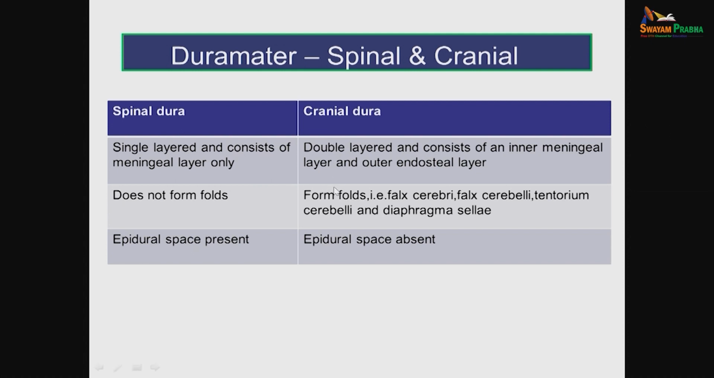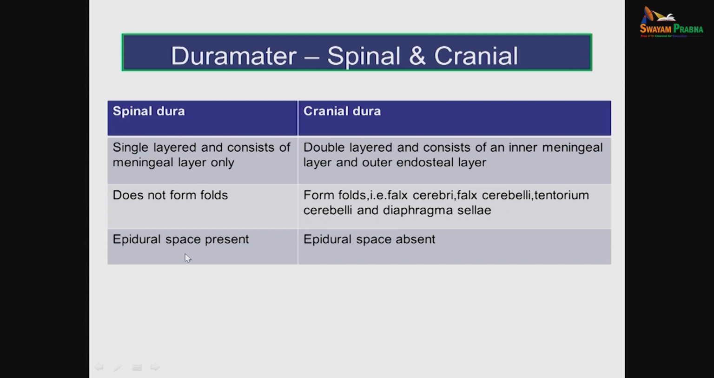If you look at the cranial dura mater, it forms 4 folds. Those folds are falx cerebri, falx cerebelli, tentorium cerebelli and diaphragma sellae. These 4 folds are folds of the cranial dura mater. But if you take the spinal dura mater, it does not form folds.